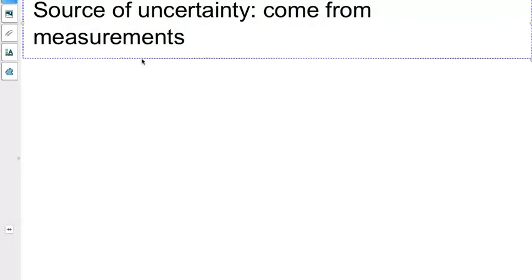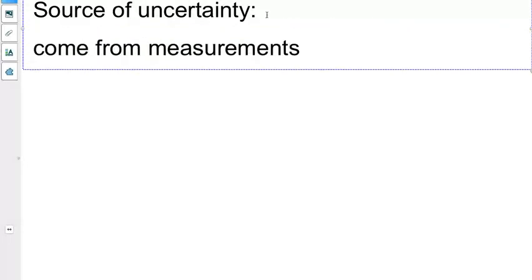All right. So what we're going to do real quick is go over sources of uncertainty and how to approach that. The first thing you should understand is that sources of uncertainty always come from measurements. So there are basically two rules of thumb here.